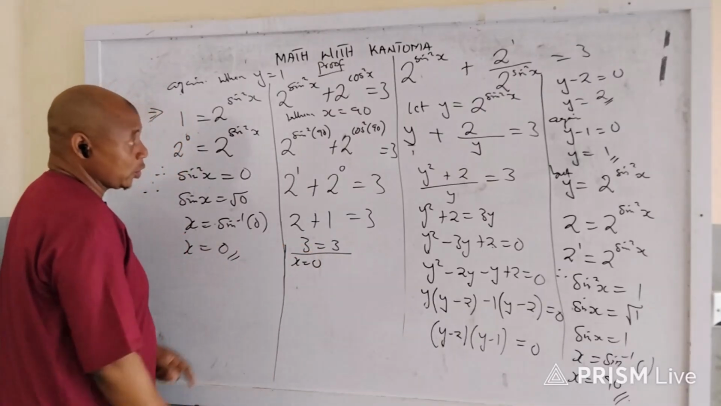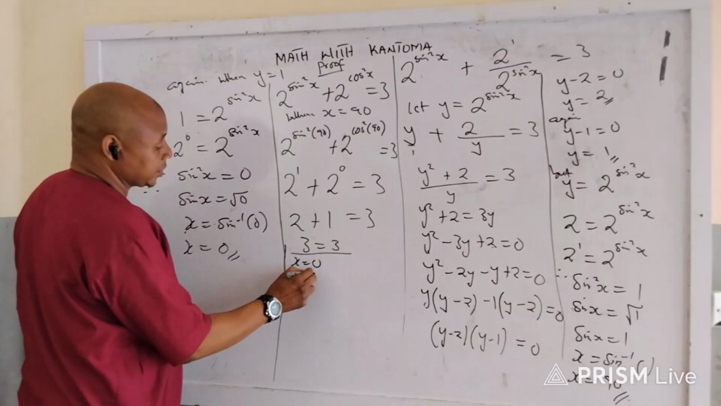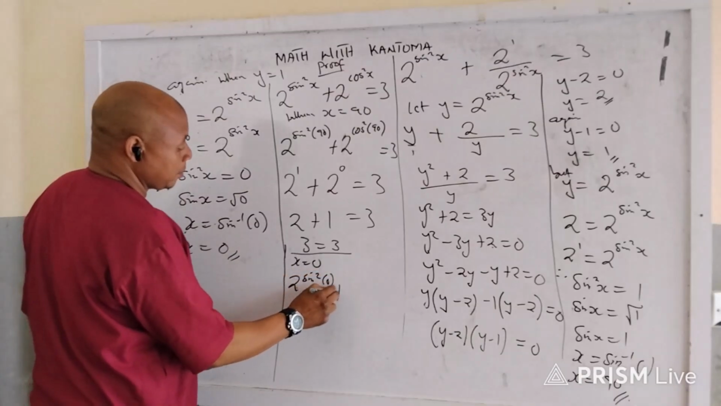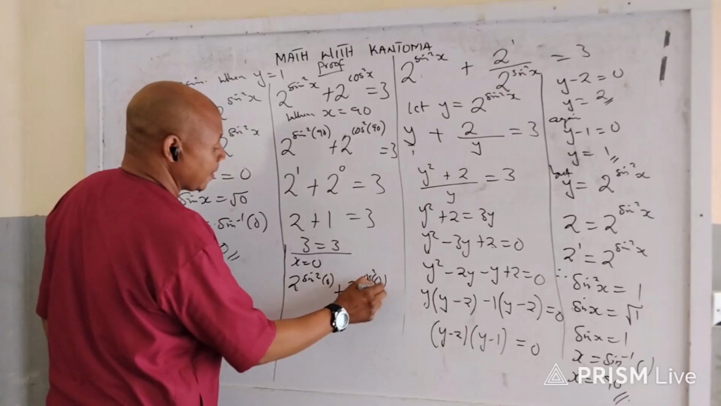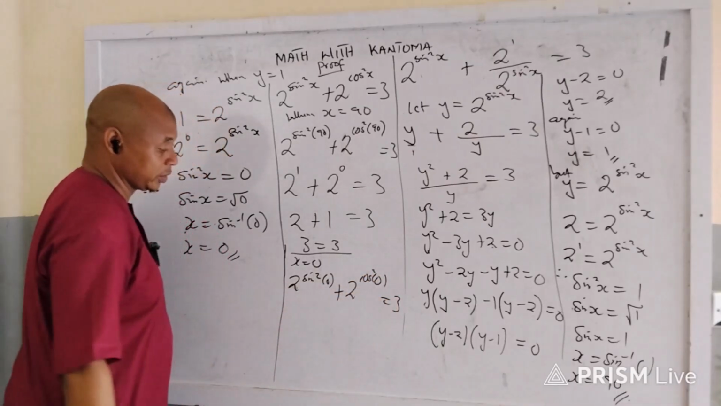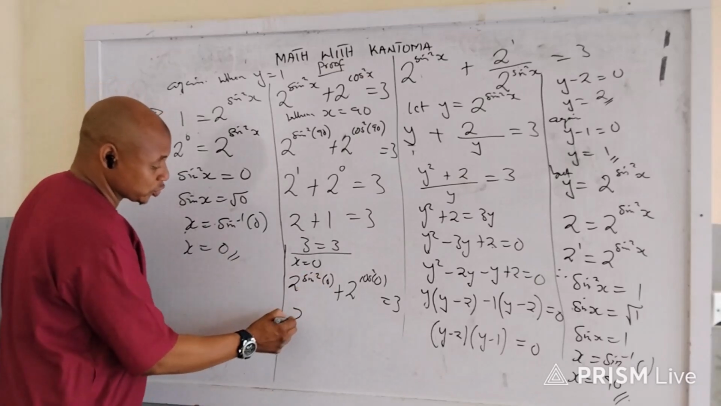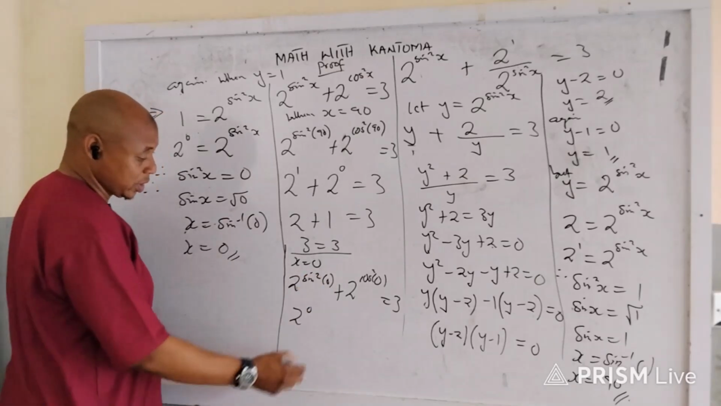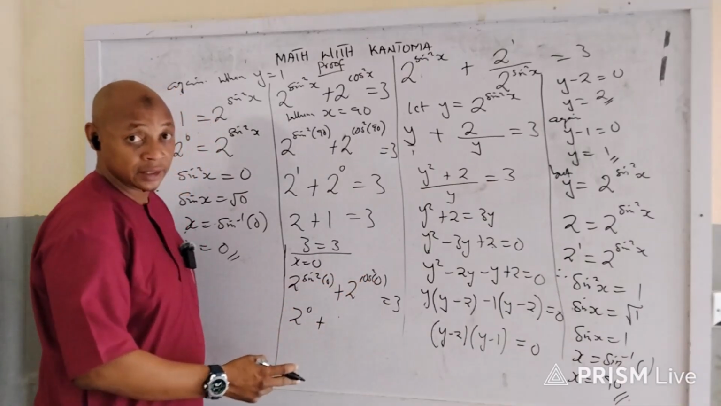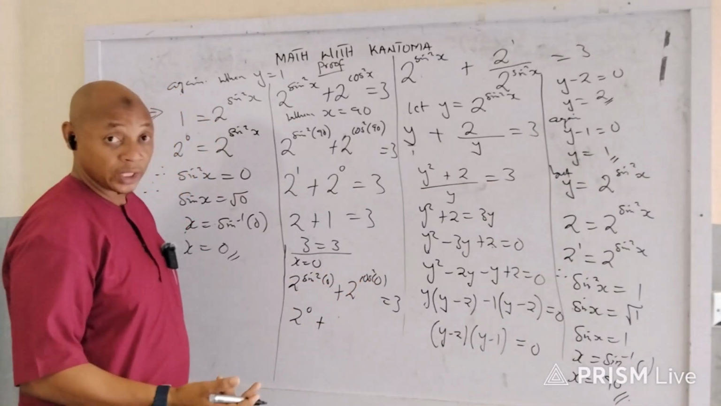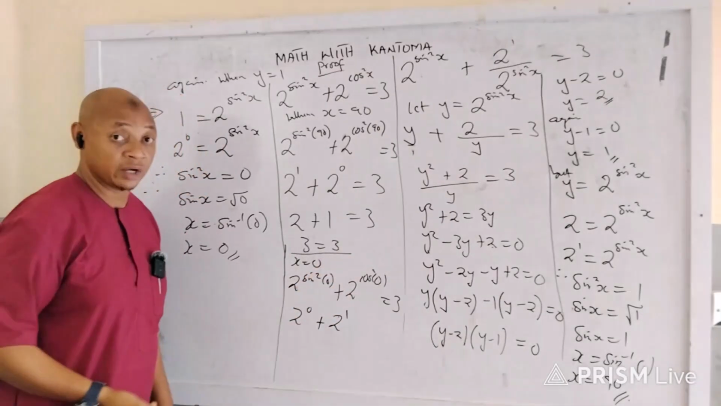When x is 0, put x to be 0 here. I have 2 raised to the power of sine square 0 plus 2 raised to the power of cos square 0 is equal to 3. So it must be equal to 3. Now sine 0 is 0, and 0 square is also 0. So we have 2 raised to the power of 0 plus cos 0, which is 1, and 1 square is also 1, so I have 2 raised to the power of 1.